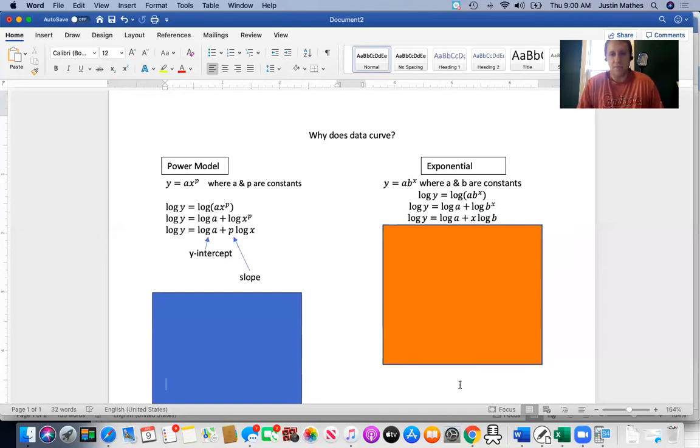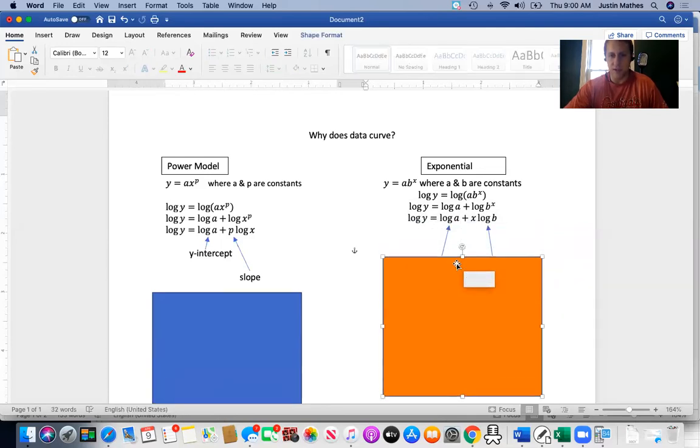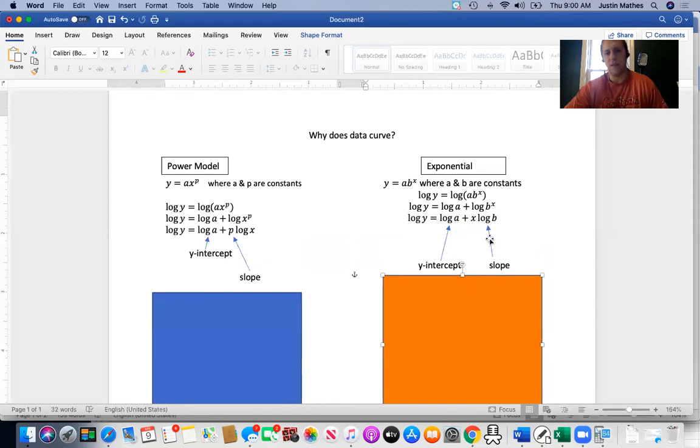So it comes down front, and again, a very subtle difference, but kind of an important difference, or at least it's the difference between the two models. What I see here is log y, so the y values got logged. Log a is still my y-intercept because it's a constant. And then x log b. Here log b has become my slope. So the biggest difference: in the power model we logged both the x values and the y values. Here we logged the y values, but not the x values. The x values did not get logged.